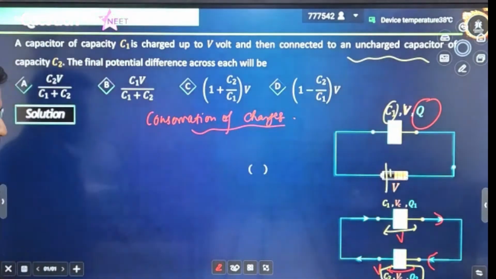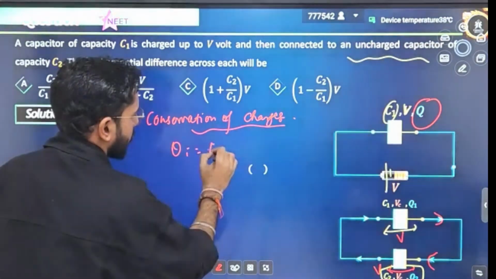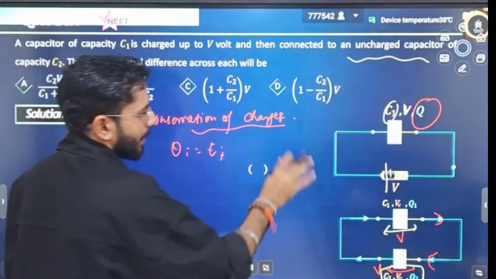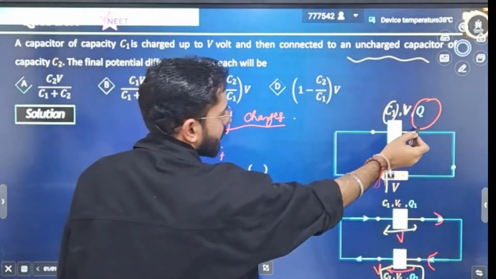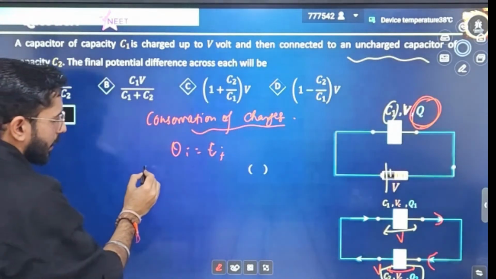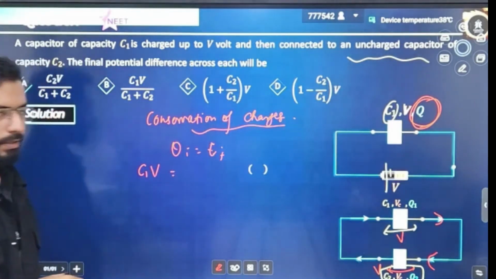What does conservation of charge say? It says that initial charge is equal to final charge. What is the net initial charge you can write? It is charged to capital Q. That means in terms of Q is equal to C into V, I can write it as C1 into some potential V. It has been charged.